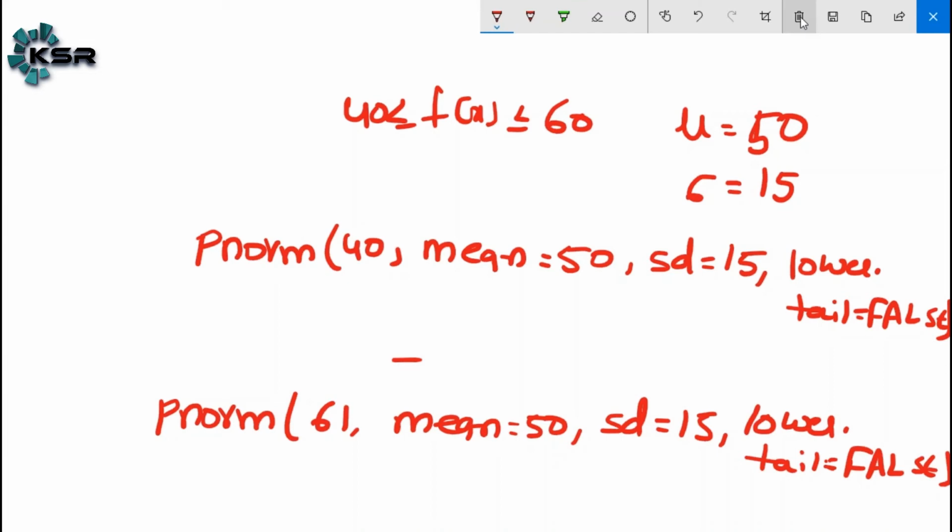So we subtract pnorm of 61, mean equal to 50, SD equal to 15, lower.tail equal to FALSE. Whatever the values are on both sides above 61, they are the same, so minus x minus x will be 0 only. So this equation will give us the probability between 40 and 60.